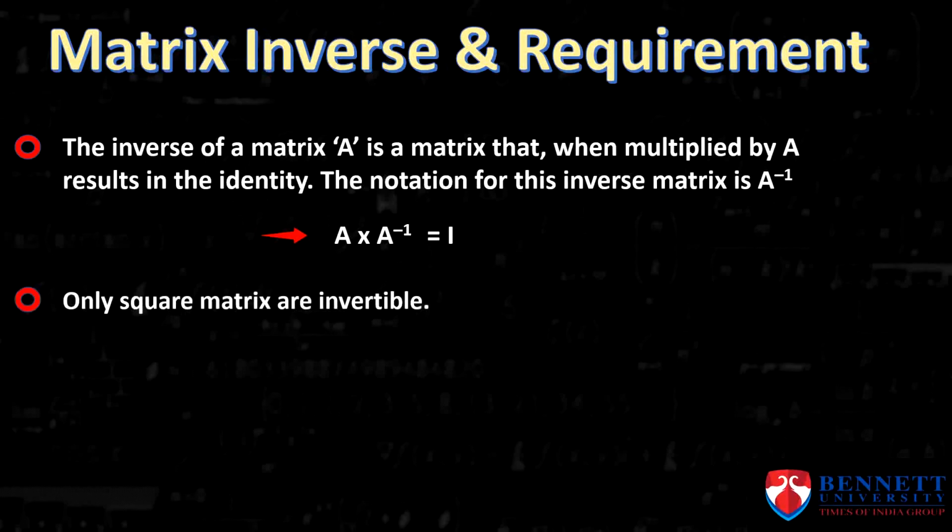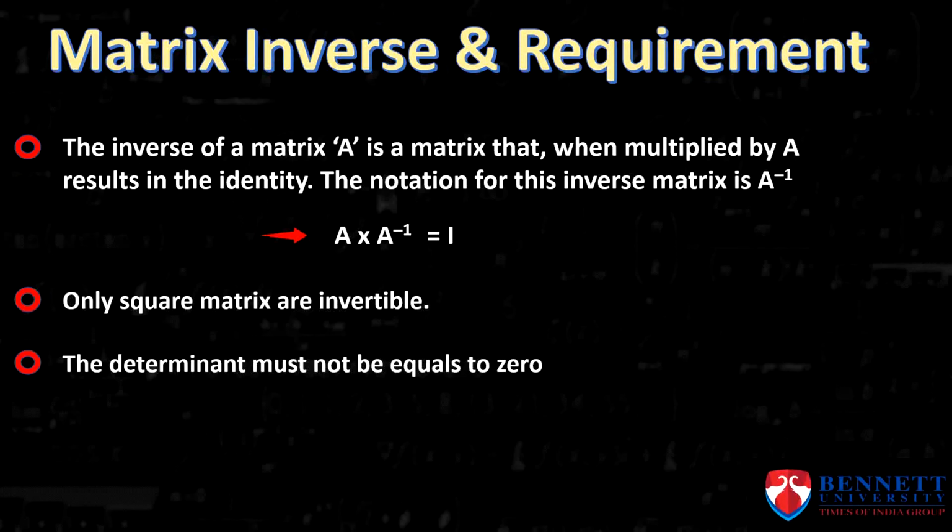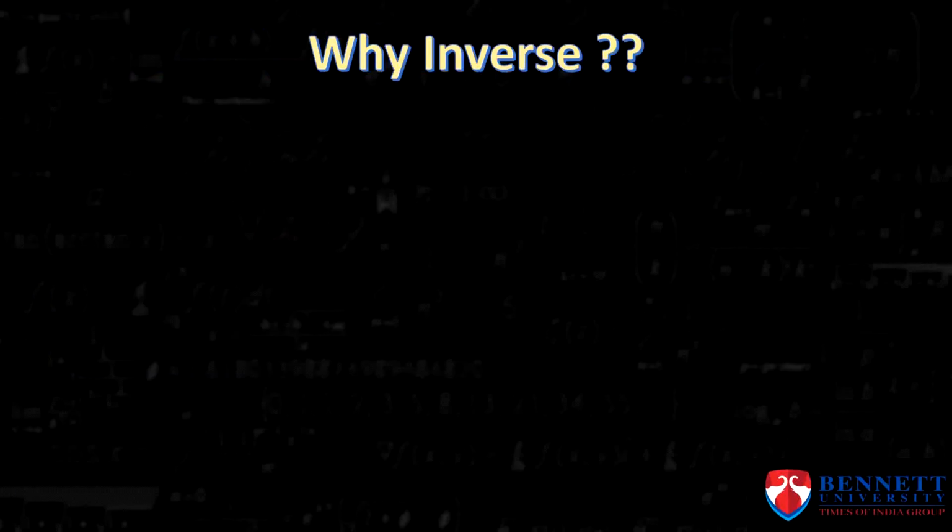And what are the requirements? Okay, so only square matrices are invertible. That means matrices with the same number of columns and rows are invertible. Second, the determinant of the matrix must not be 0. If it's 0, then it is not invertible. We cannot find the inverse.